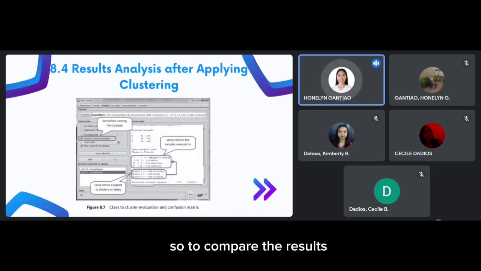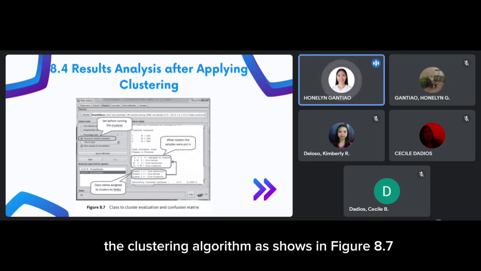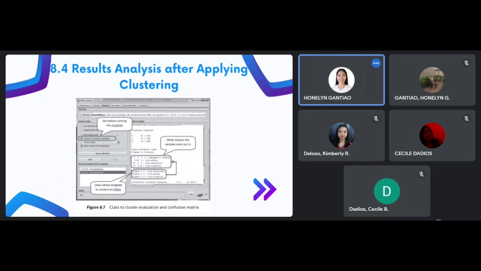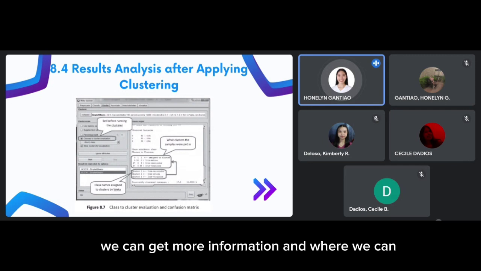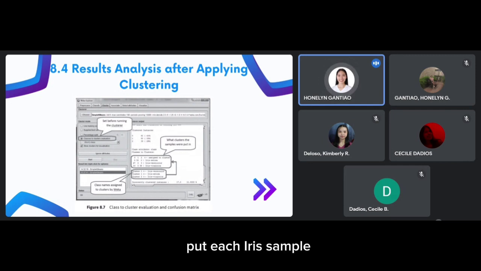So to compare the results given by the clustering algorithm with the actual clusters, we select the classes to cluster evaluation in cluster mode and rerun the clustering algorithm as shown in figure 8.7. Using this, we can get more information on where we can put each iris sample.